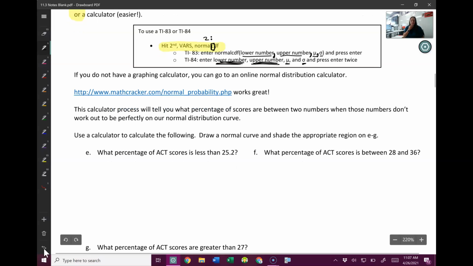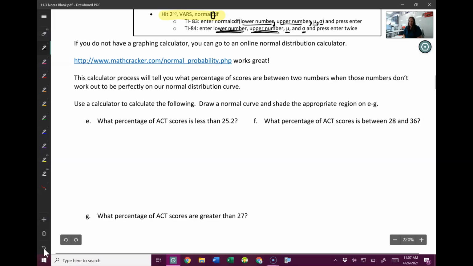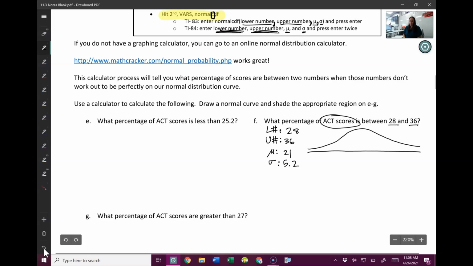So let's see how this works. We're going to stick with the ACT scores idea. We want ACT scores between 28 and 36. So we need our lower number, our upper number, our mean, and our standard deviation. So our lower number is 28, our upper number is 36, our mean is still 21, and our standard deviation is 5.2.